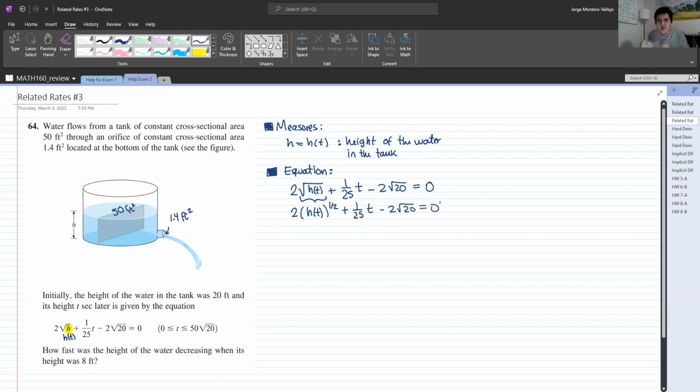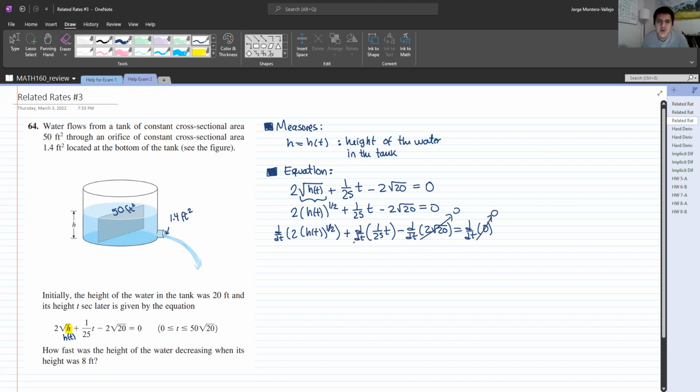Okay, let's now do d/dt of the entire equation. So d/dt of 2 h of t raised to 1/2, and then d/dt of 1 over 25 times t minus d/dt of 2 square root of 20, and then of course d/dt of 0, right? Well, the constants are going to go to 0, so this is going to go to 0, and this is going to go to 0, although it already was 0.